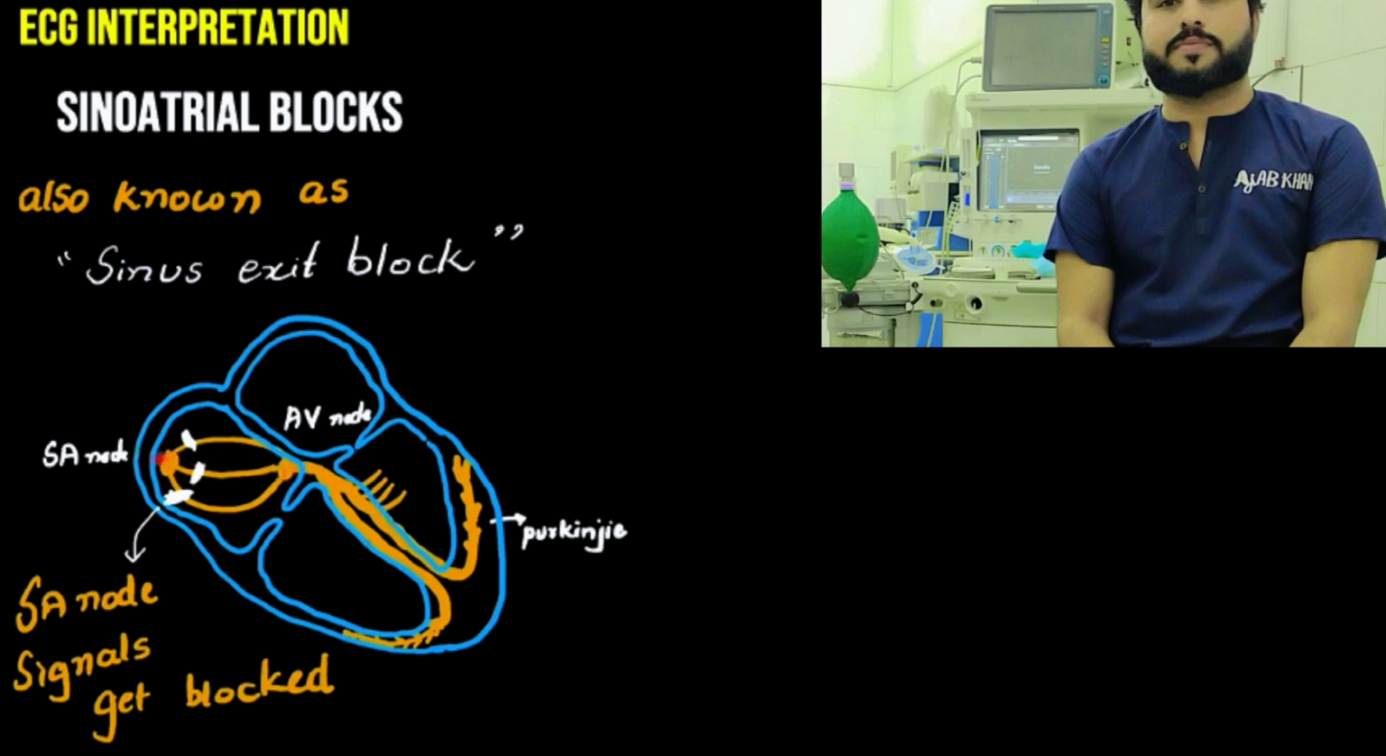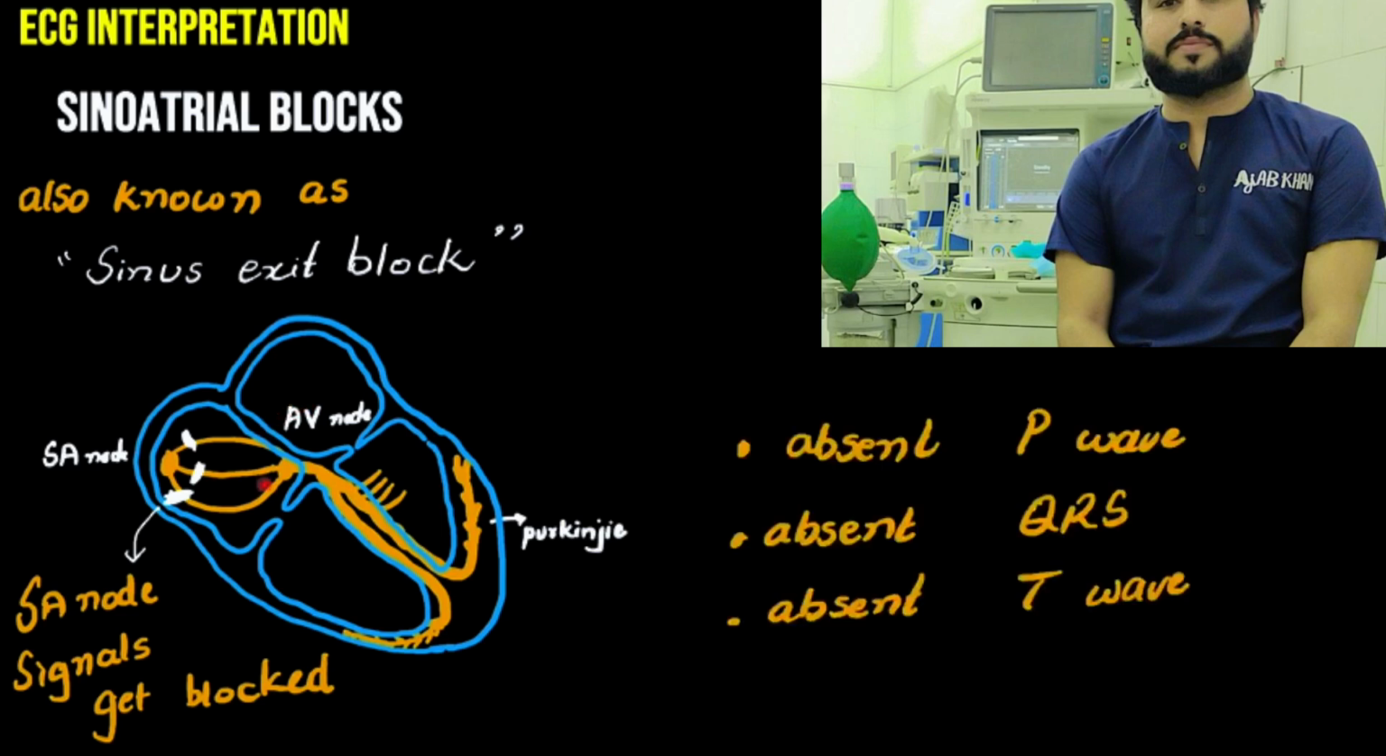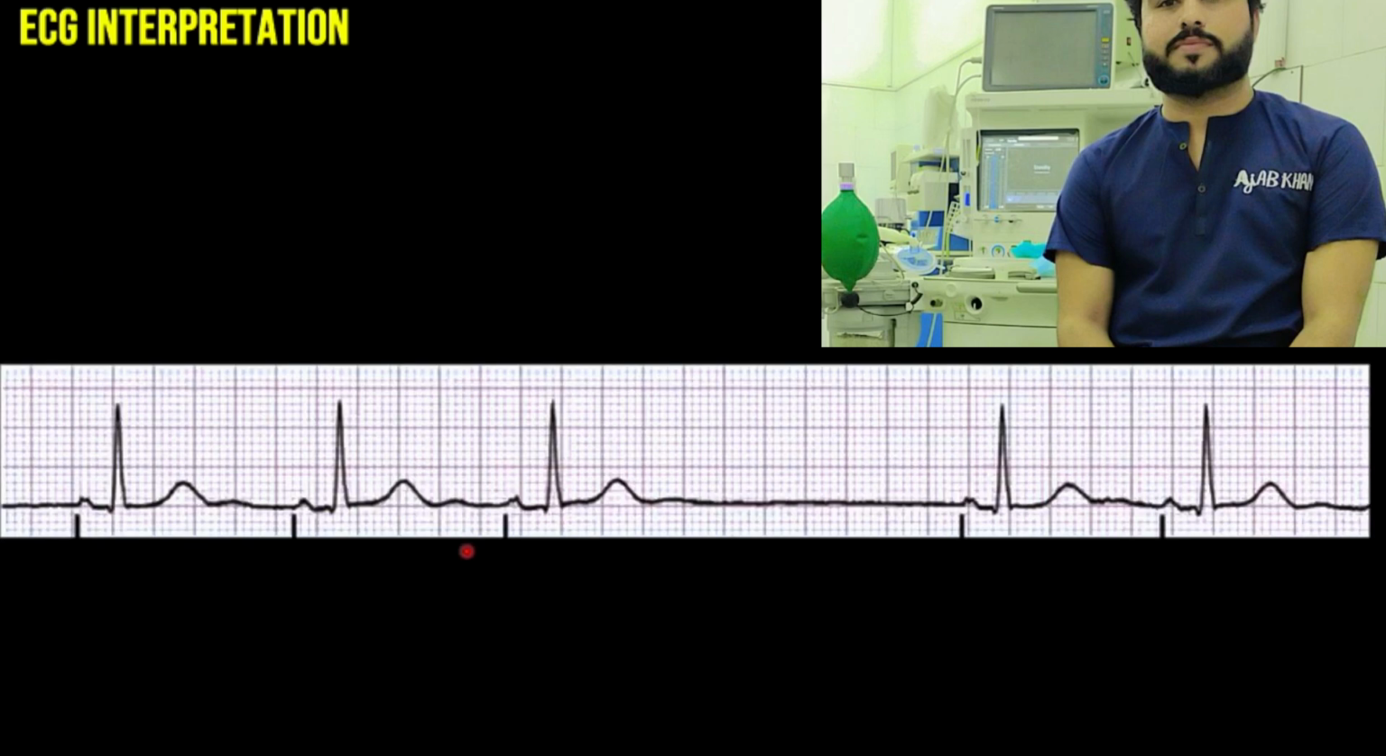And when the electrical activity cannot exit from the SA node, it cannot spread to the atria, and you won't be able to see the P wave. You won't be able to see QRS because the ventricles are not contracting. When the ventricles are not contracting, you won't be able to see T waves because T waves show ventricular repolarization. So you will see absent P wave, absent QRS complex, absent T waves, because the electrical current cannot exit the SA node. That's why it's also called sinus exit block.